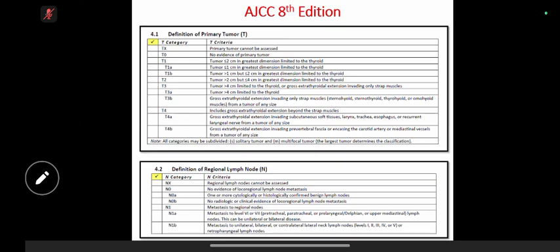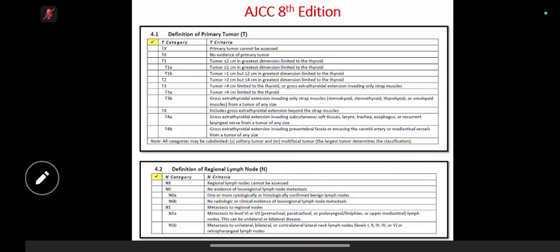This is the recent AJCC 8th edition, where the definitions of primary tumor and regional lymph node metastasis are mentioned. A tumor of more than 4 centimeters and limited to the thyroid is classified as T3a, and with gross extrathyroidal extension invading only strap muscles of any size is T3b. Beyond strap muscles, it is T4a, and invading prevertebral fascia is T4b. Central compartment level 6 or 7 involvement is N1a, and unilateral, bilateral, or contralateral lymph nodes are N1b.